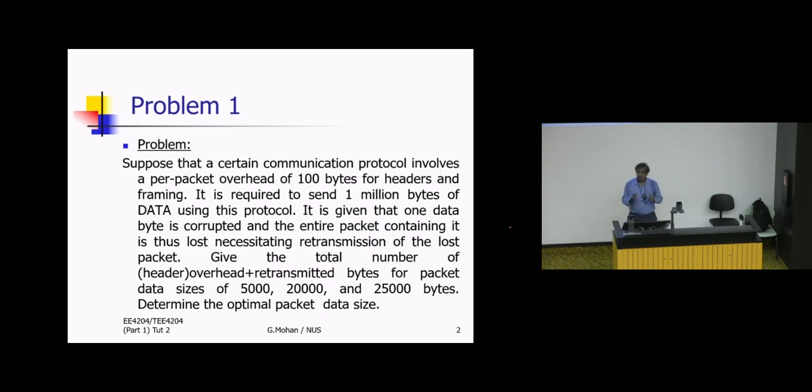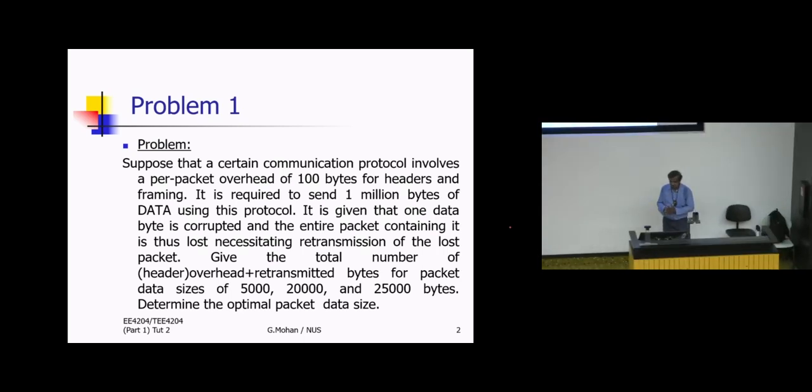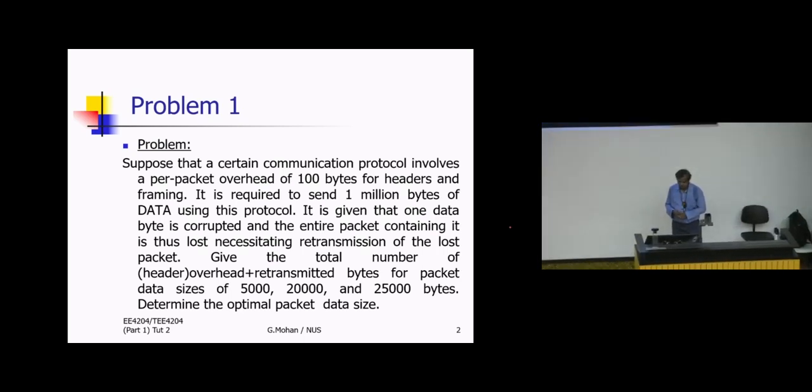But if we send small packets or frames, there will be a large number of frames, and each frame will carry a header. That header needs to be transmitted, so we are using the link to transmit so many header bits. It's an overhead. So how do we strike a balance, a trade-off? What is the best size to choose? Let's look at this problem. This problem answers that question.